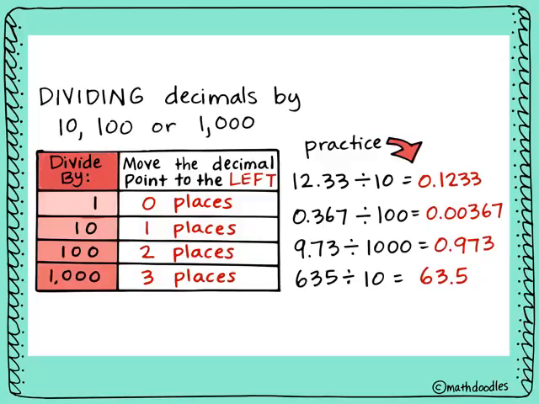And then our last one, 635 divided by 10. We're going to move that 1 spot to the left because we're dividing by 10. The decimal spot on a whole number hangs out behind the last number. So in 635, the decimal point is behind the 5, and we're going to move it 1 spot to the left. Now it's between the 3 and the 5. So that answer is correct. Your final answer is 63.5.